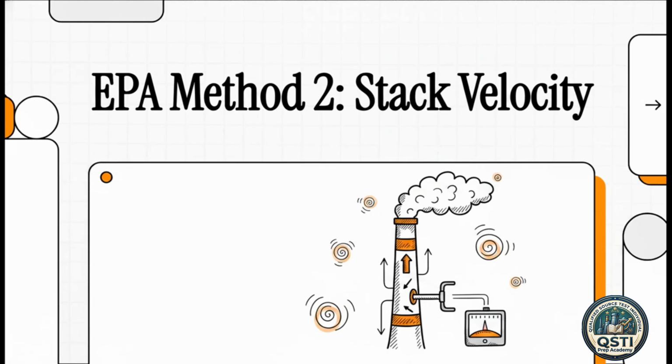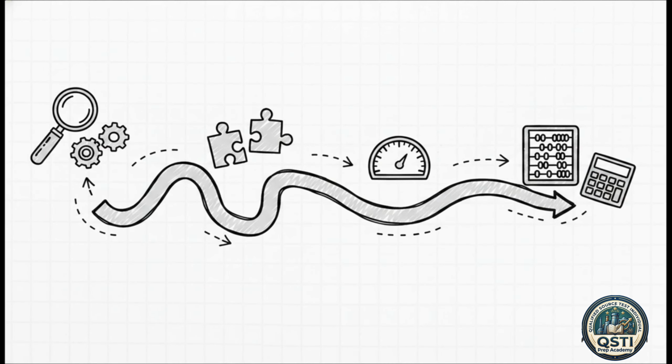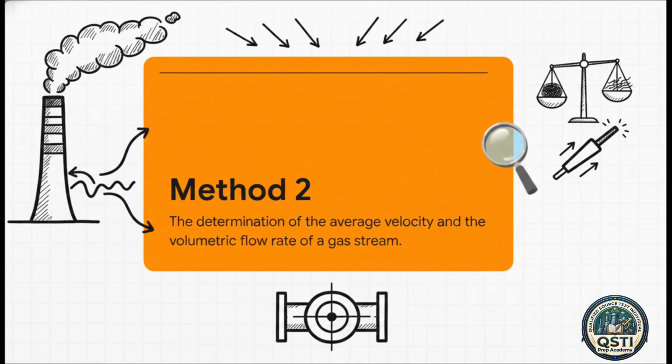Welcome to our explainer on measuring emissions using EPA Method 2. Here's our quick roadmap. We'll define Method 2, tour the Pitot tube, check assembly, and finish with calibration. Simply put, this method calculates stack gas velocity using gas density and average velocity head measurements.